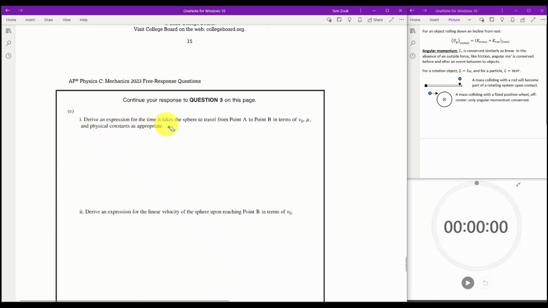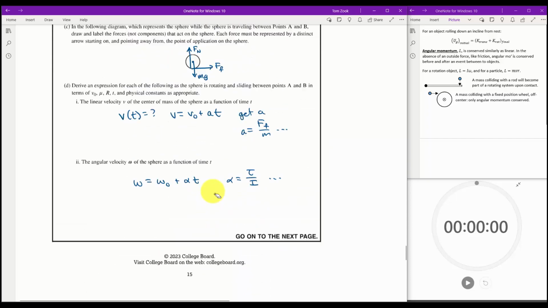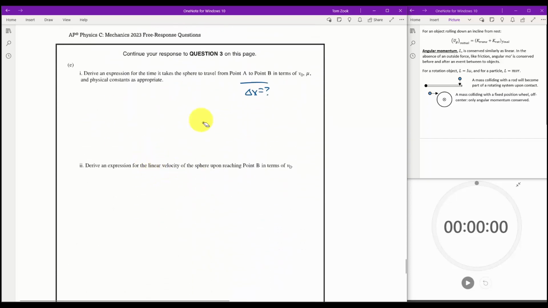Derive an expression for the time it takes the sphere to travel from point A to point B in terms of V naught. So the catch from point A to point B, we don't know how big that is. Don't know that. What does the other one say? Derive an expression for the linear velocity of the sphere upon reaching point B. 20 seconds to think about this one. I would just say no. No, I'm not going to do that.